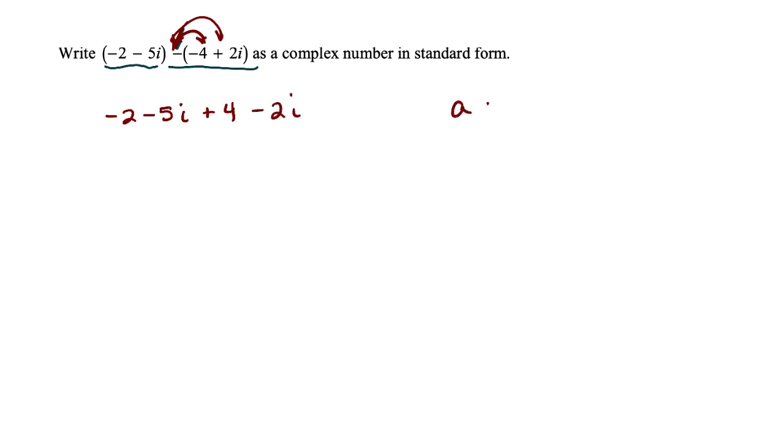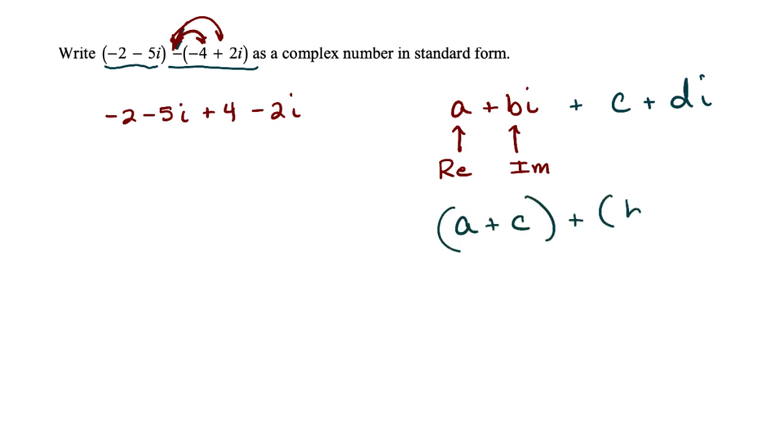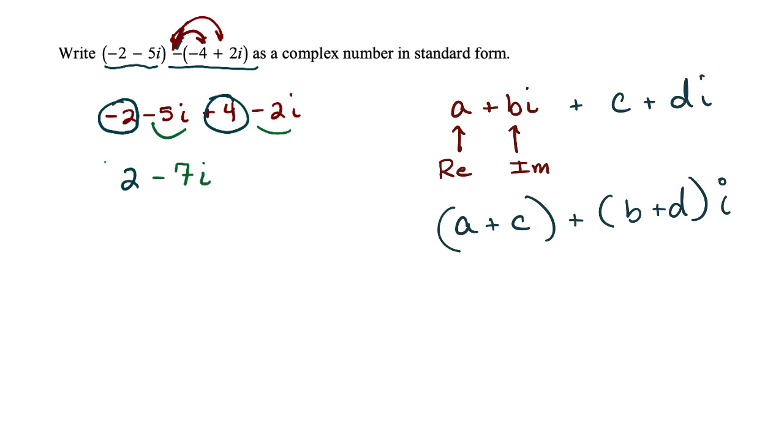Now, when you add complex numbers, there's the real part, there's the imaginary part. And when you add them, you can only add real stuff to real stuff. So if I was adding something like this, my answers would be a plus c, the real part added together, plus my imaginary part added together. Like so. So in this problem, here's my real stuff, that's 2. Here's my imaginary, that's minus 7i, and you are finished.